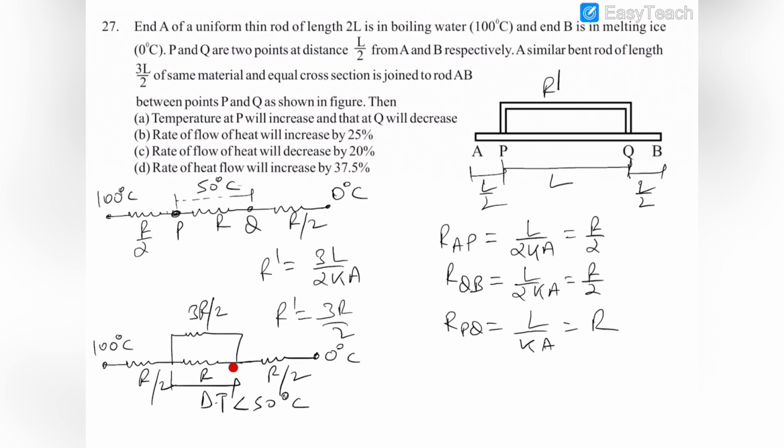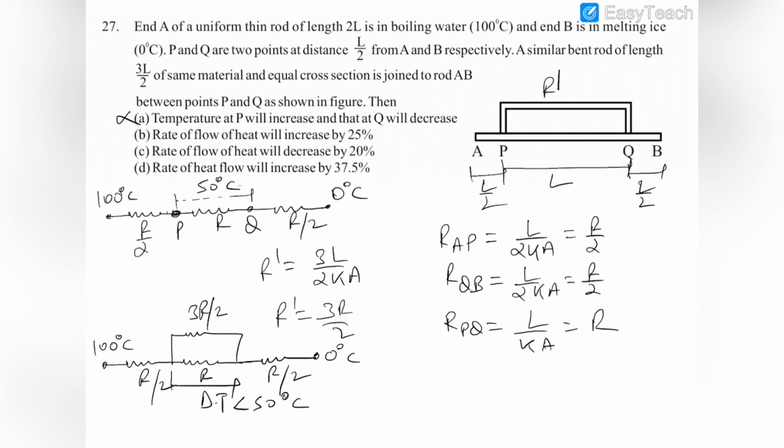So the temperature difference across this resistance would now be less than 50 degrees Celsius. So if Tp minus Tq was 50 and now Tp minus Tq is less than 50, we can say that the temperature of P would have decreased or the temperature of Q would have increased. So option number 1, which says that the temperature at P will increase and the temperature at Q will decrease, is the incorrect option.